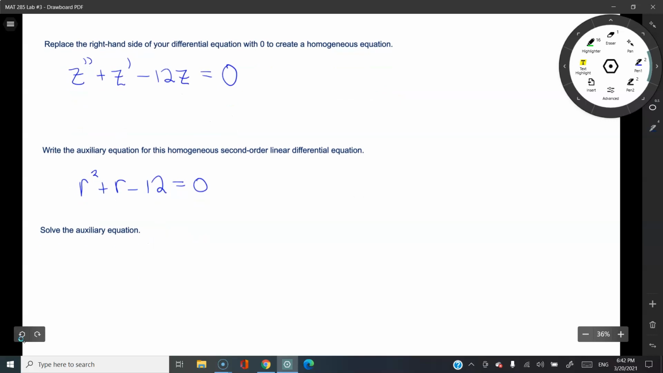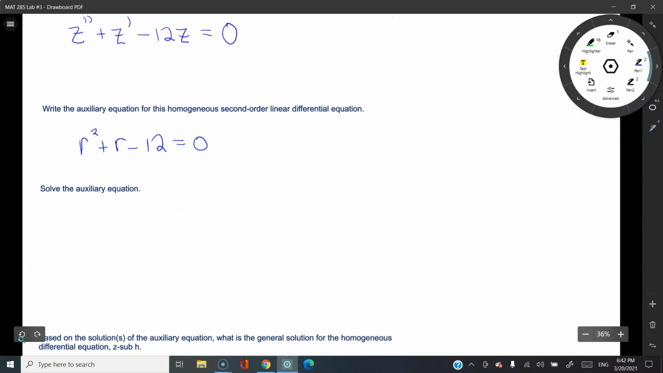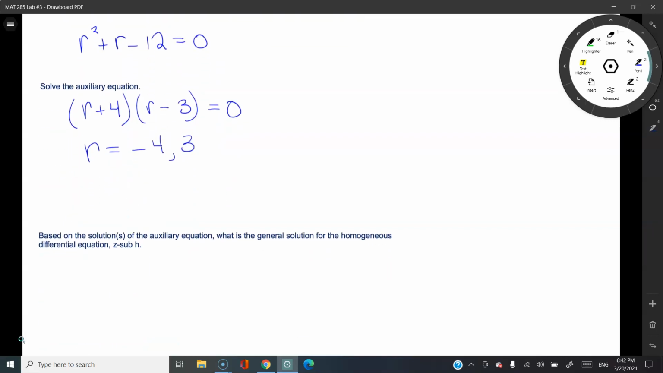To find the general solution for the homogeneous equation, we need to solve this auxiliary equation. And this one happens to be factorable. We can factor r squared plus r minus 12 equals 0 into r plus 4 multiplied by r minus 3. And what that means is that r is equal to negative 4 or positive 3. Those are the solutions for our auxiliary equation.